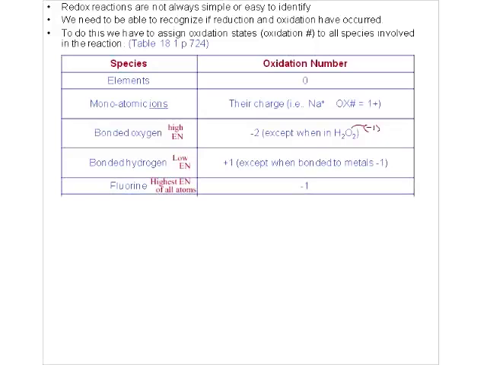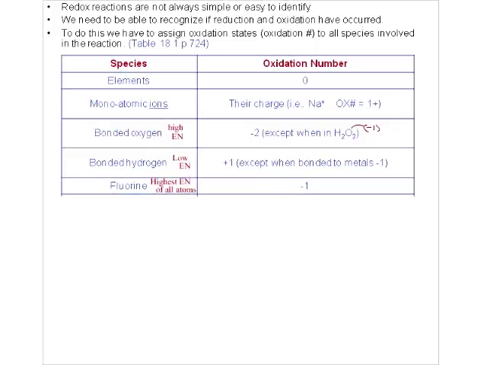Fluorine. Fluorine is one of these special ones here. It has the highest electronegativity of all atoms on the periodic table. Fluorine is 4.0. Whenever fluorine is bonded to anything, it's always going to strip away that electron. It's always going to be -1 because fluorine is so strong.